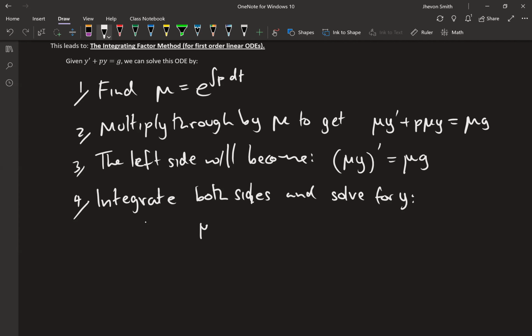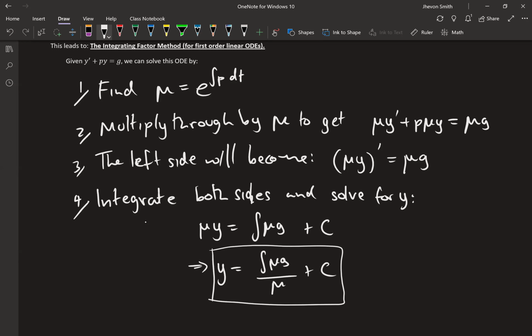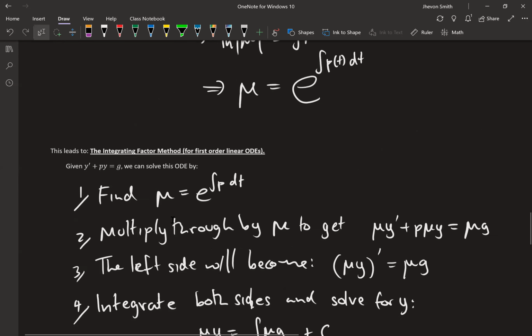So then you would get mu times y is equal to the integral of mu g plus a constant. And then you would end up with your y is the integral of mu g divided by mu plus a constant. And that's what your solution is going to look like. This here is called the method of integrating factors.